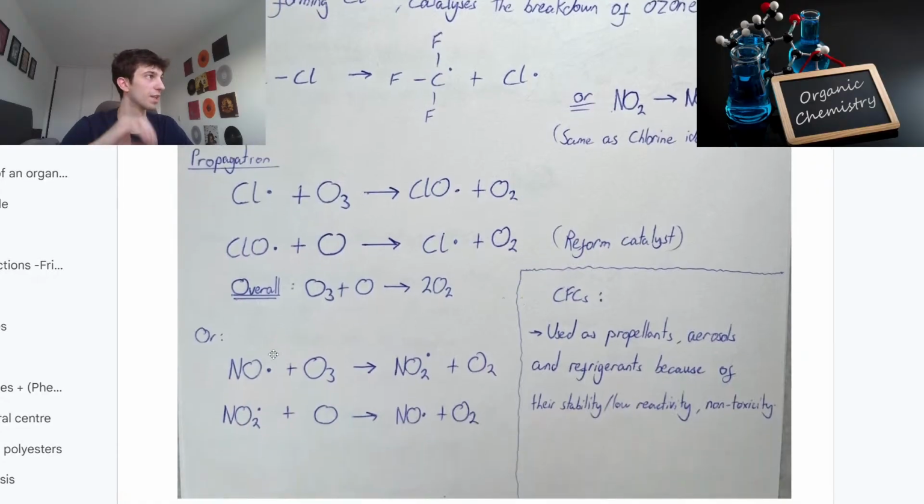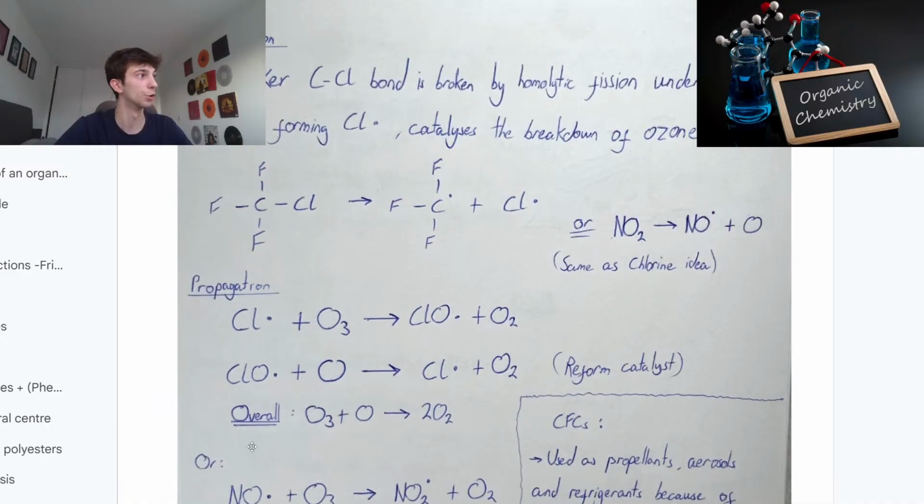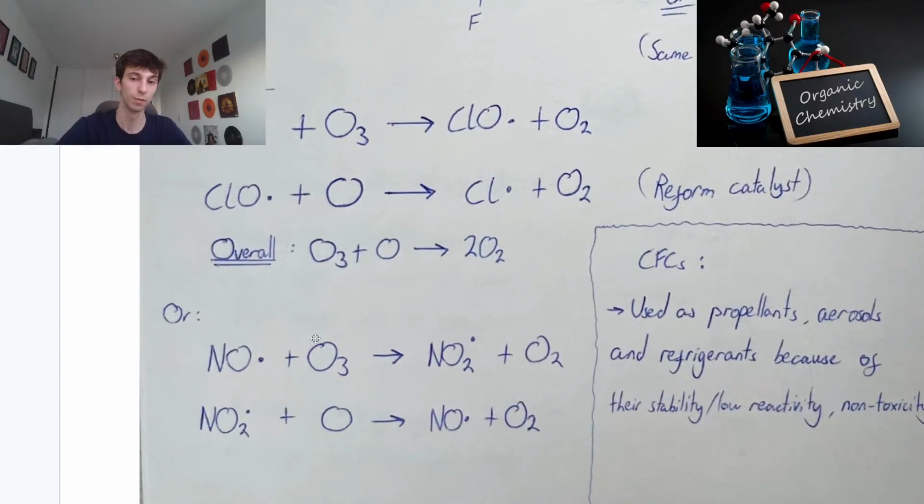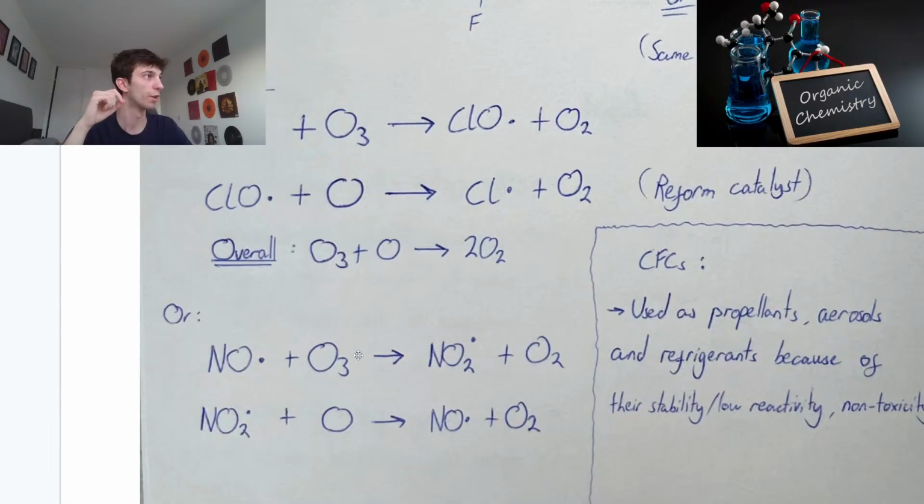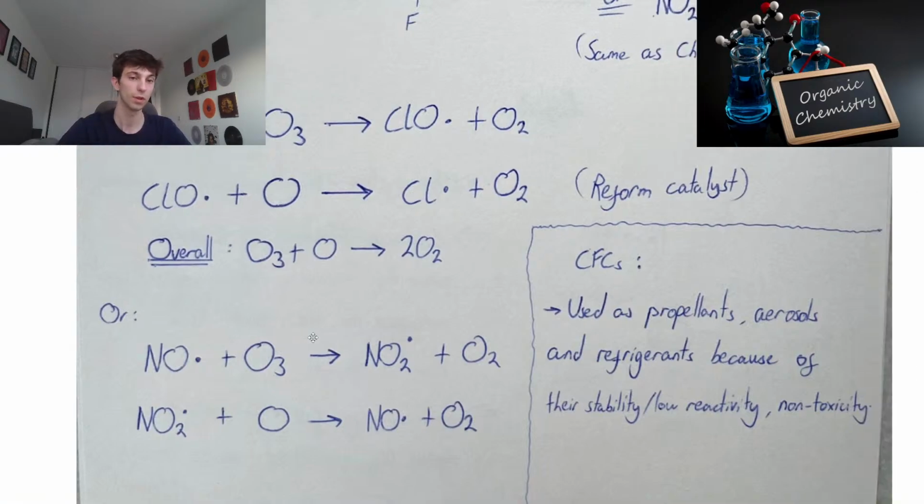The two propagation steps, if we were using NO2, would be our NO radical plus O3. Same idea, guys. O3 in one propagation step, single O in the other propagation step. So we form that NO2 radical with an oxygen, then we have that NO2 radical plus that single oxygen, which reforms that catalyst, that NO radical, and O2.